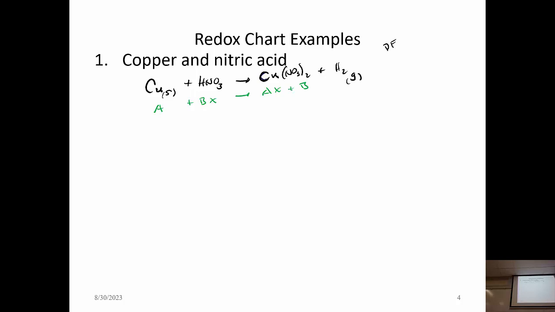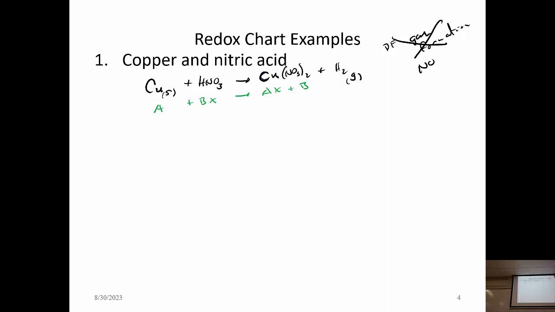Oh, I see. I have a driving force. Is the driving force gas formation? I'm going to get bubbles of hydrogen gas. Is the driving force gas formation? And it turns out the answer is no. Gas formation is the driving force for metathesis. This is not metathesis. This is redox.